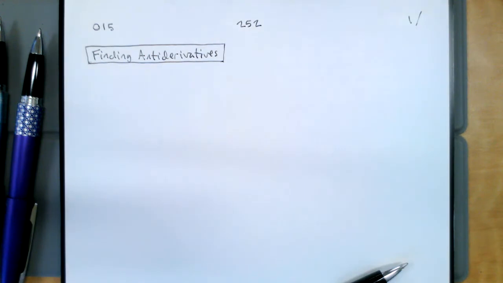Today, we want to start finding some antiderivatives. We saw from the fundamental theorem of calculus that we can calculate a definite integral using the antiderivative. That's the capital F of B minus capital F of A. The definite integral of a rate of change of a function gives a total change in the function.